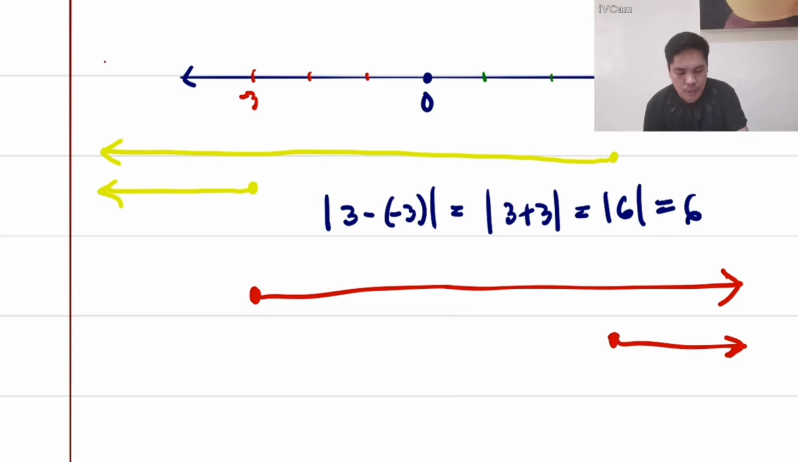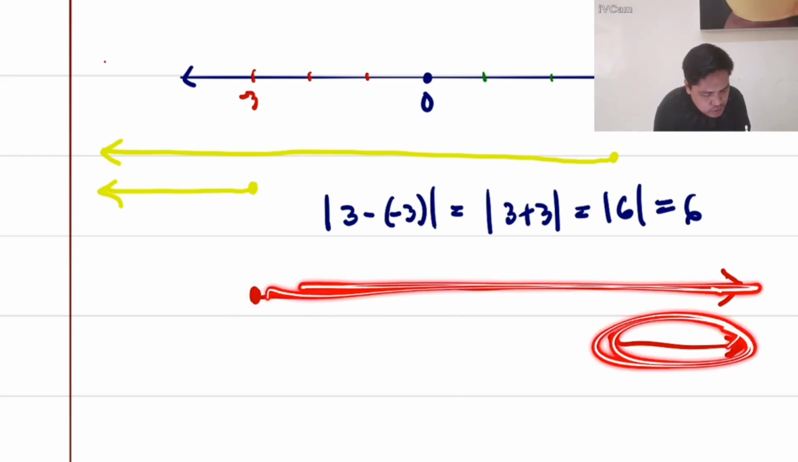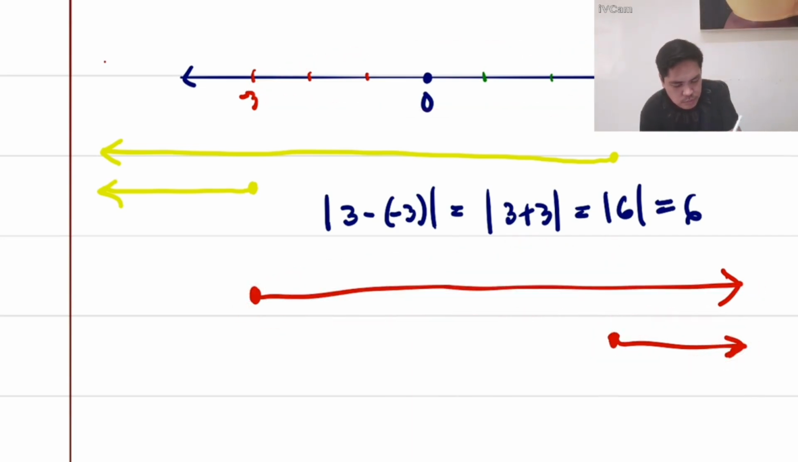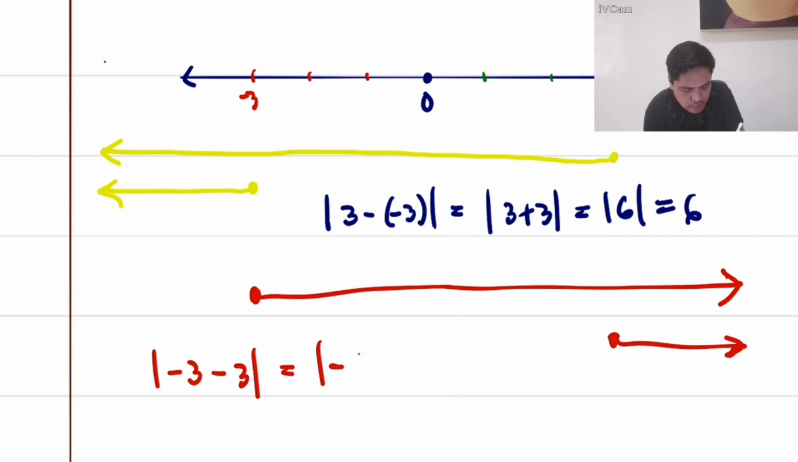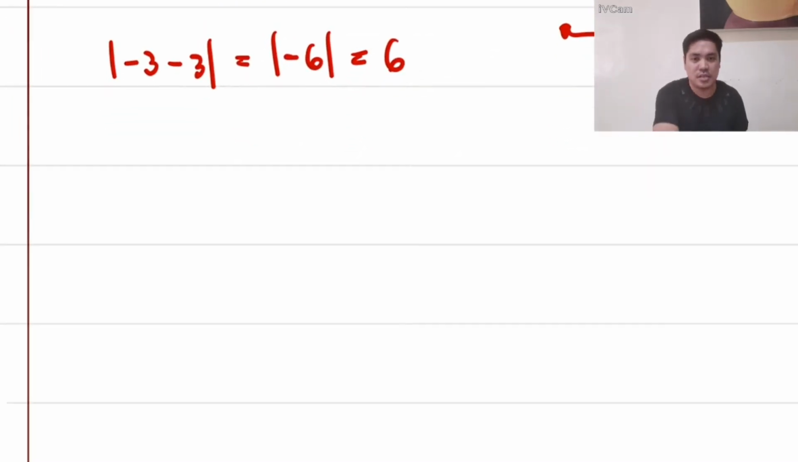So anong ibig sabihin nun? The distance between negative 3 and 3 is this distance. So meaning, this whole line minus this. Diba? So that would be negative 3 minus positive 3, which is equal to the absolute value of negative 6, which is equal to positive 6. Okay? Very easy. Ganun lang siya kadali. So, yun yung absolute value in terms of distances.